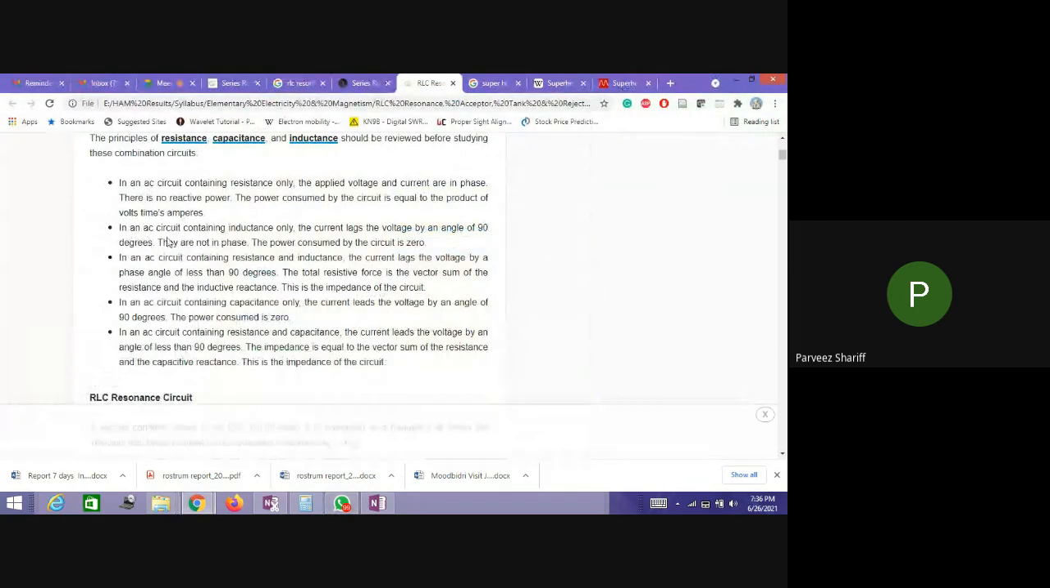So if you can see, in an AC circuit containing an inductance only, the current lags the voltage by an angle of 90 degrees, but the power consumed will be zero. Now, if we have both resistance and inductance, what will happen?